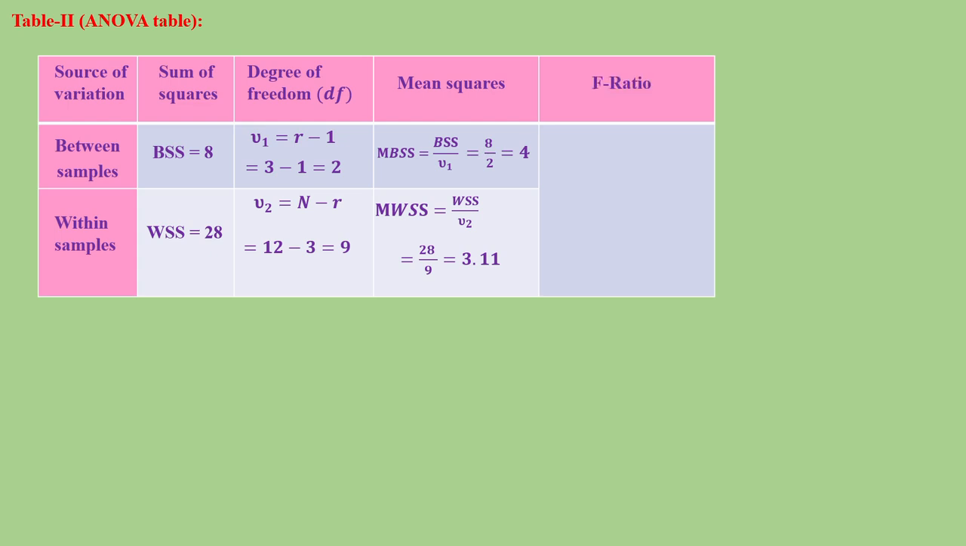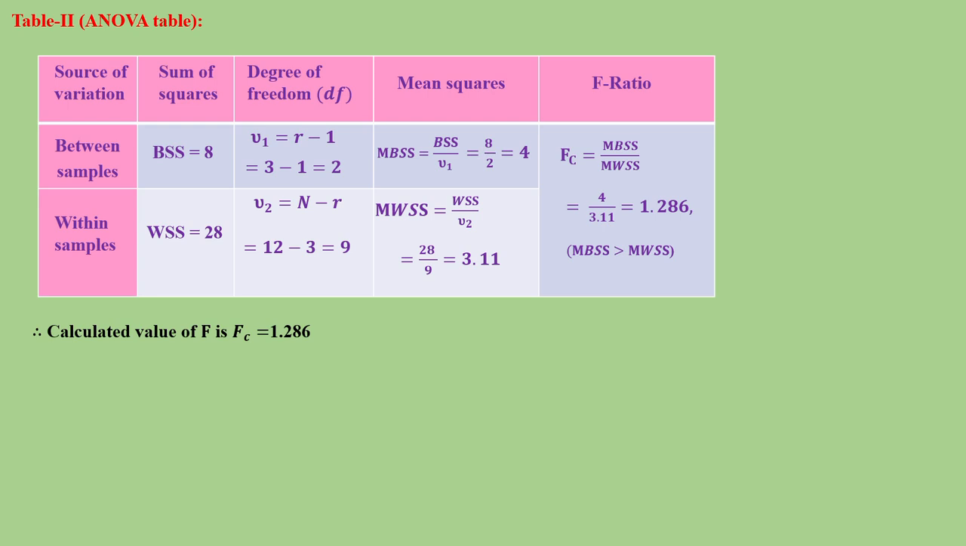Next, you have to find the F ratio, right? Here you have to check which one is the highest in the mean sum of squares. MBSS is more than MWSS, because MBSS is 4, MWSS is 3.11. So whenever you are writing the F ratio, you have to write the highest number in the numerator and the lowest number in the denominator. So MBSS by MWSS, that is FC. So that is equal to 4 by 3.11, that is equal to 1.286. So calculated value FC is 1.286.